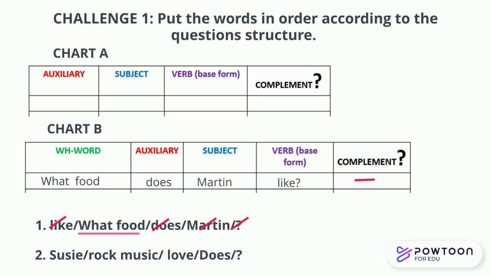Next example. We have the question word with what? No. Okay, so chart A or B? A, excellent. The first element, the auxiliary, in this case, does, very good. Then the subject, Susie. Then the verb, love, excellent. And the complement with the question mark, rock music.